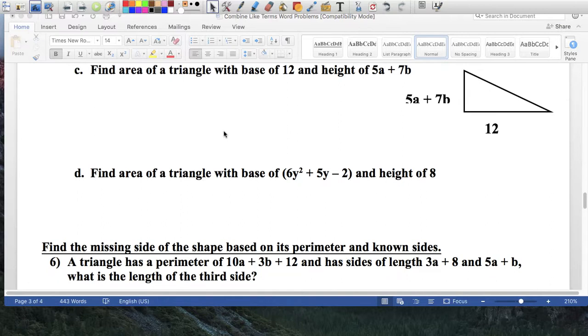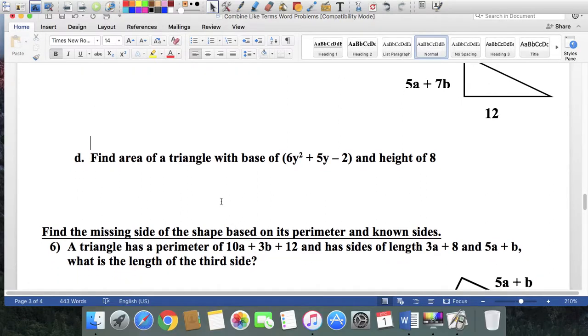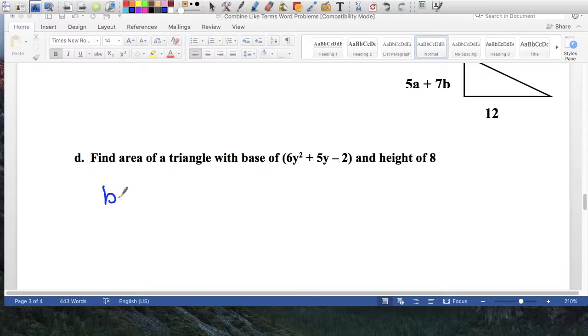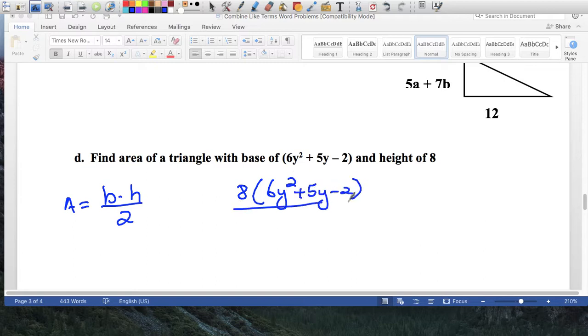What am I doing now? Find the area of a triangle with base. Okay, so again, the same idea. Area of a triangle, base times height divided by 2. So the height is 8. The base is 6y squared plus 5y minus 2, divided by 2.